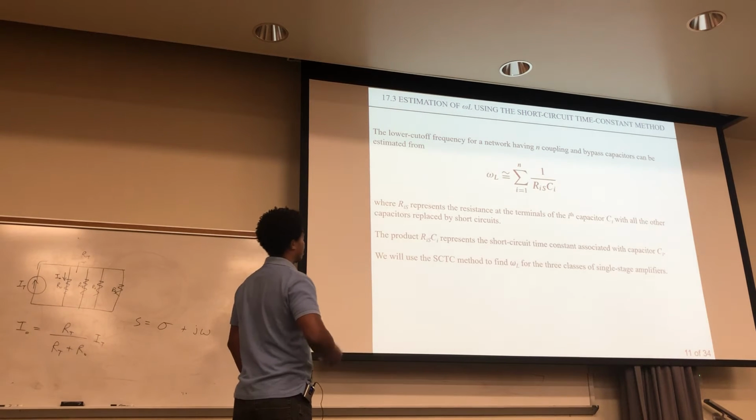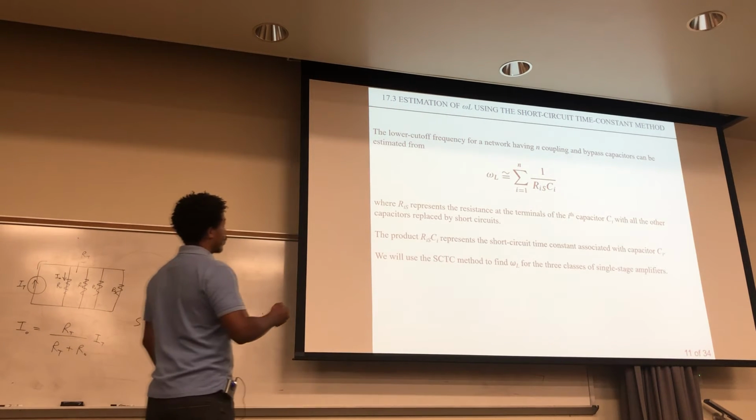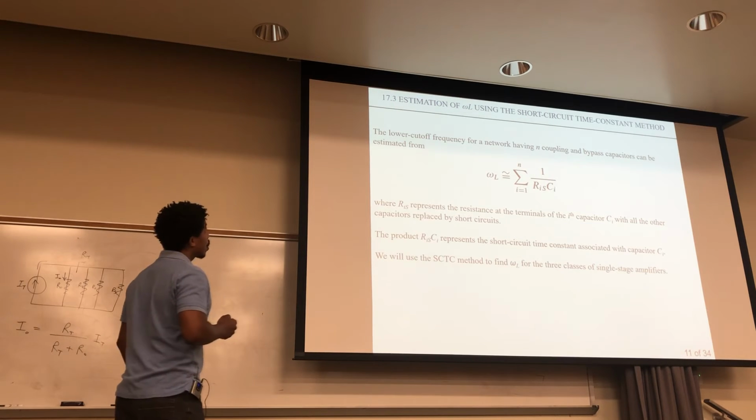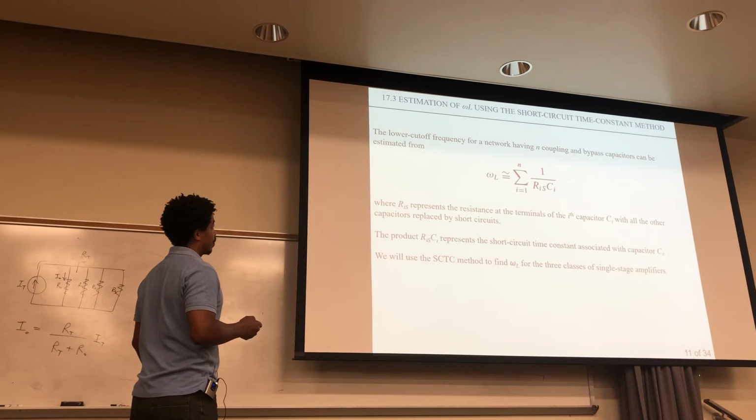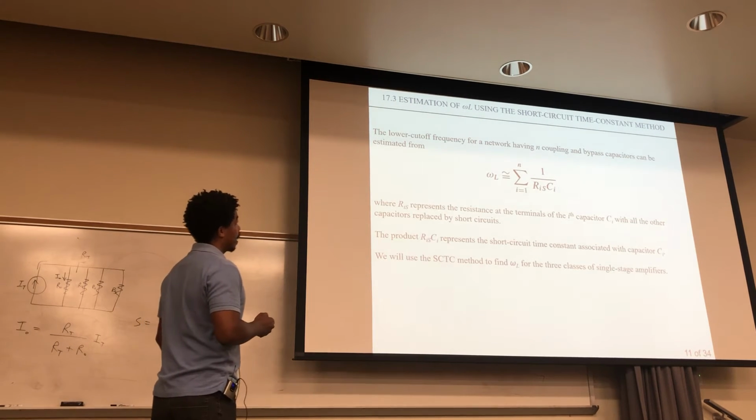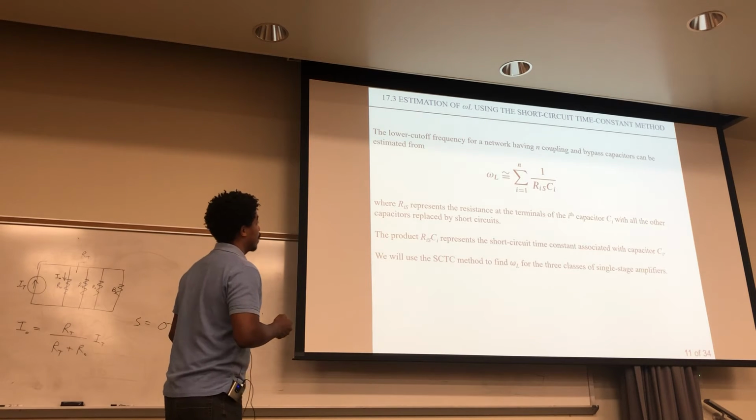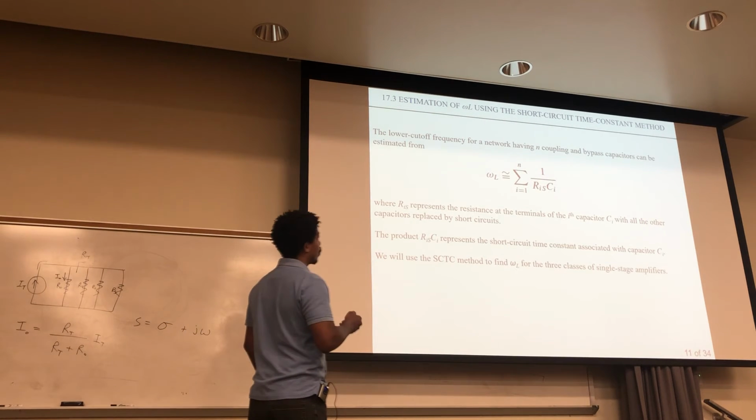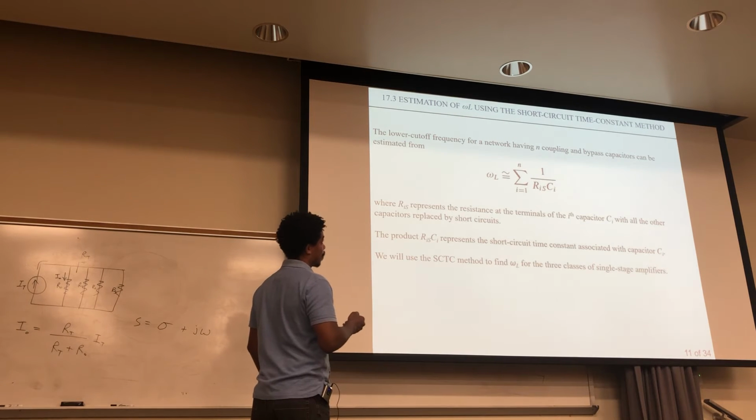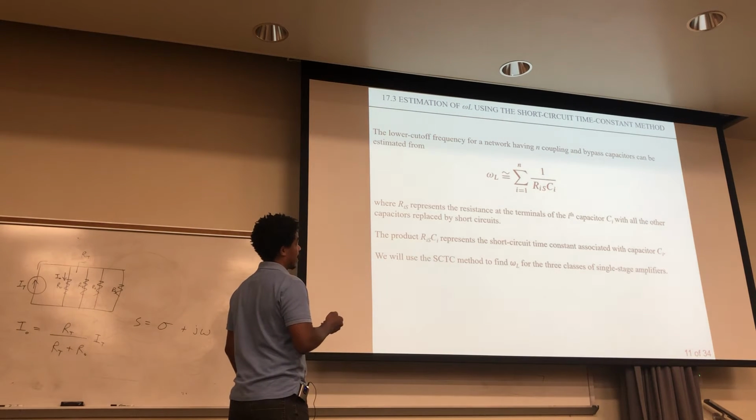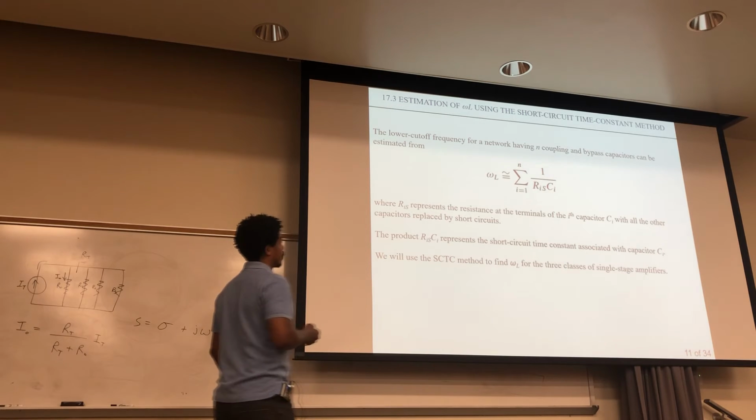Or at least estimate what the circuit looks like. Okay, so we're going to use this expression right here. The lower cutoff frequency for a network having in-coupling and bypass capacitors can be estimated from this. Omega L is approximately equal to the sum of 1 over R_iS times C_i. And we'll go through many examples of how to get the R_iS and the C_i.